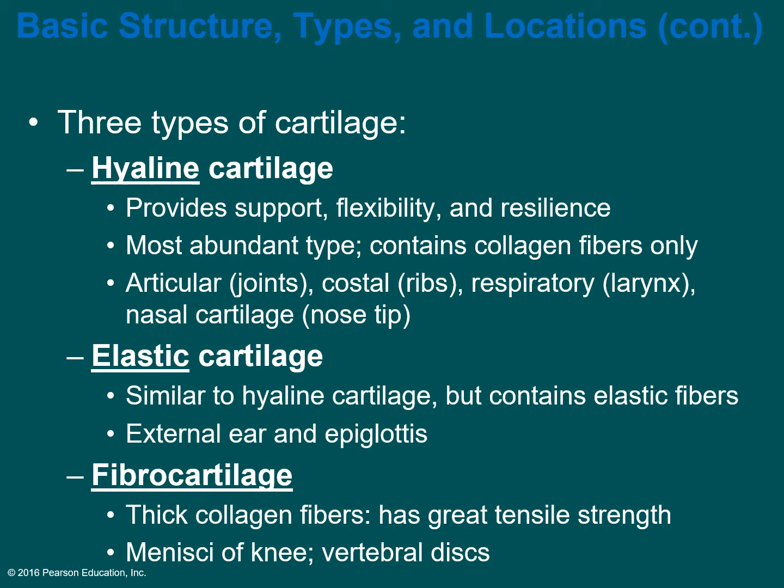Elastic cartilage is very similar, but it does contain elastic fibers instead of collagen fibers. Some examples of this would be your epiglottis and your external ear. Fibrocartilage contains very thick collagen fibers and gives a lot of strength. Some examples would be in your knee joint, where you have menisci, which work kind of like a shock absorber. And then also the vertebral disc, the cartilage that's between each of your vertebrae.